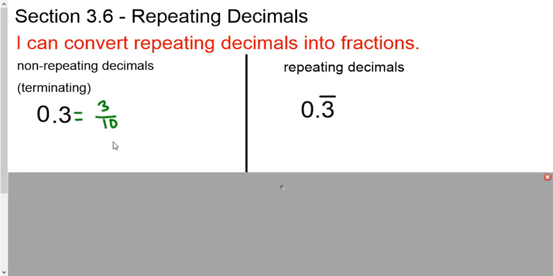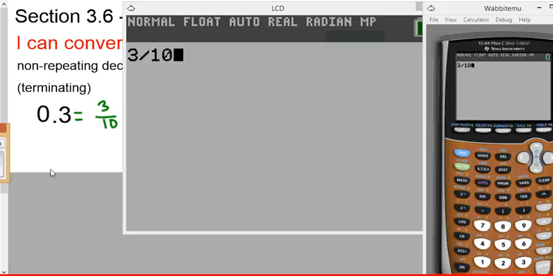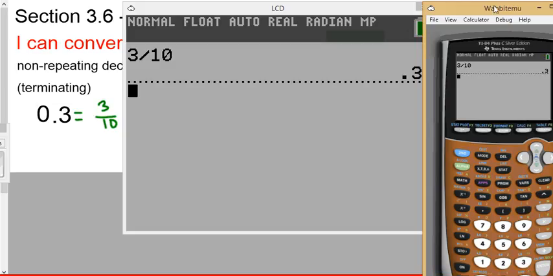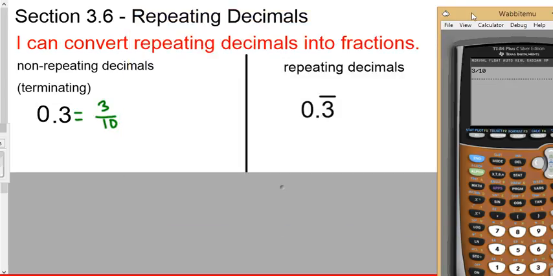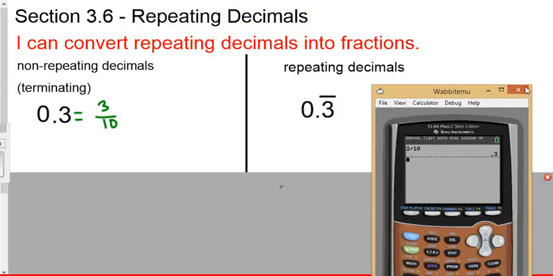How do we prove that? Well, if you recall, any fraction can be made into a decimal if we take the top number and divide it by the bottom number. So let's go ahead and pull up our calculator and check it out. So here we've got 3 divided by 10. We'll hit the enter button, and we'll see what it gives us for the decimal, and there it is, 0.3.